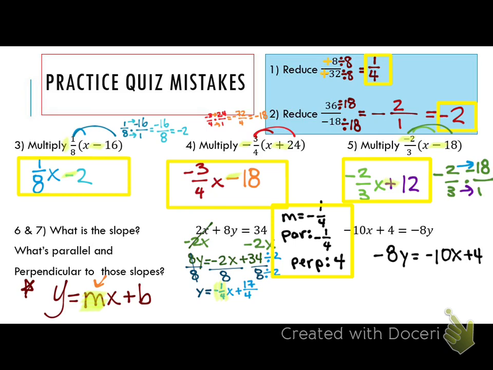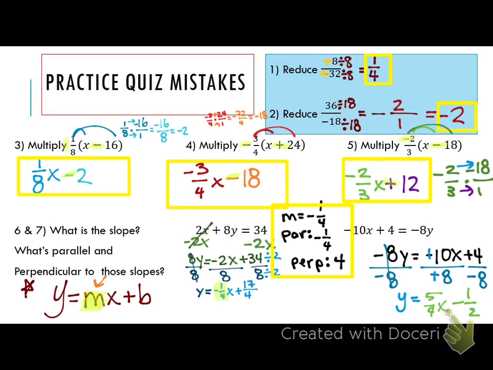So then what do I do to solve for y equals mx plus b? Divide by negative 8. All right, what's a negative divided by a negative? A positive. And what does 10 over 8 reduce to? 5 over 4. x. And then what does 4 over negative 8 reduce to? Negative 1/2. So again, what is my slope here?